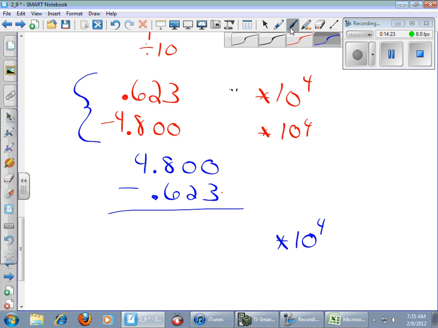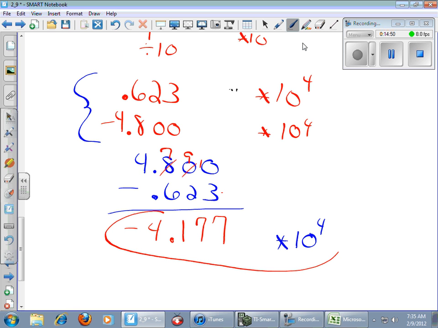All right, so now I do my borrowing, right? That needs to be 10 because I can't do 0 minus 3, and that's not going to work. And I need to borrow here, so that's going to turn that into a 9. Well, I got to borrow there first, right? Okay, that ought to work. Okay, 10 minus 3 is 7. 9 minus 2 is 7. 7 minus 6 is 1. And then negative, and there is the answer.